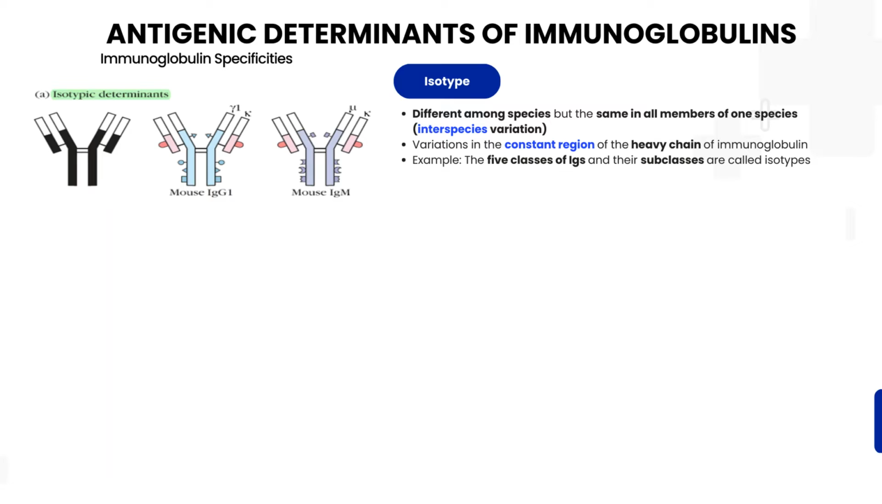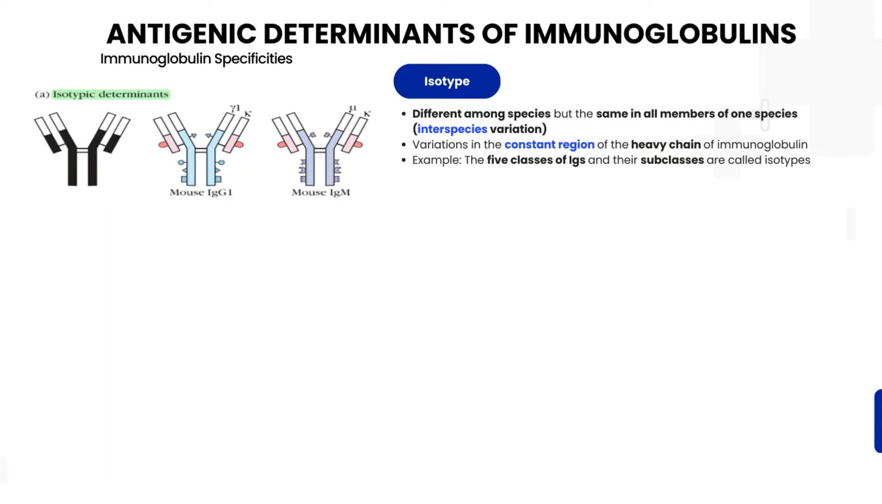IgG 1, 2, 3, 4 are even a further example of isotypes. So they vary from each other. They are different from each other. How are they different? Because their heavy chain is different. And the constant region of heavy chain shows variation among each molecule. So the change that you can see among them is present in the constant region of heavy chain. They are different among species, but they are the same in all members of one species. So they show interspecies variation. So that is about isotype.